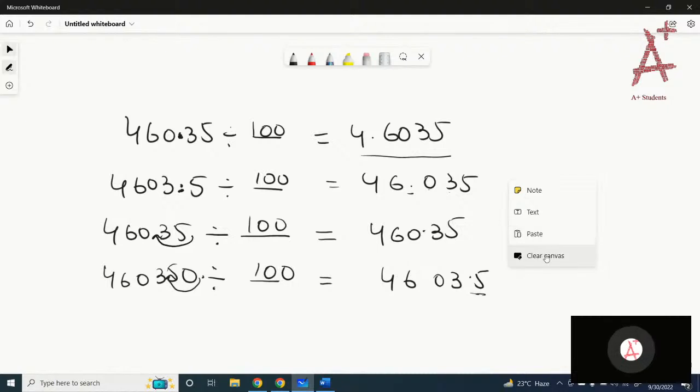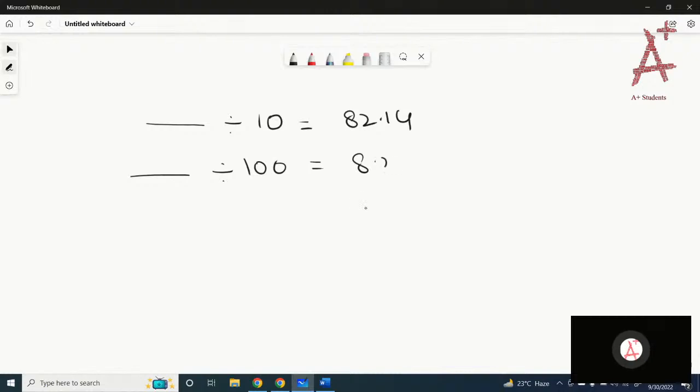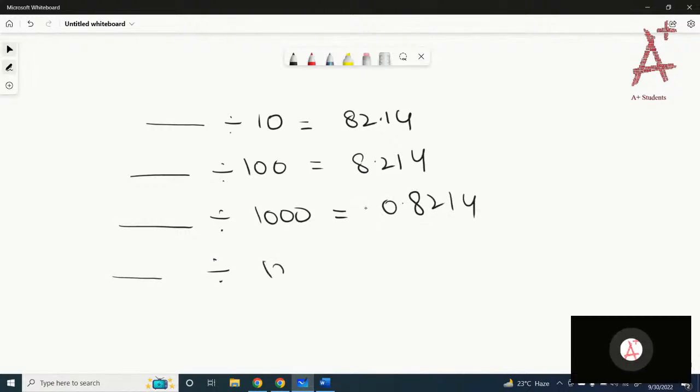Okay, the next one is: the missing number divided by 10 equals 82.14. The missing number divided by 100 equals 8.214. The missing number divided by 1000 equals 0.8214. And the missing number divided by 10,000 equals 0.08214.